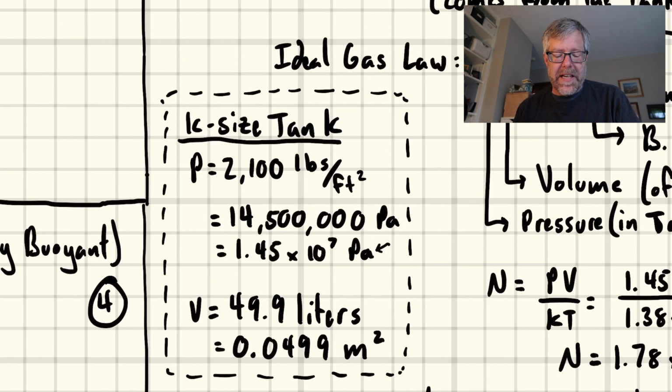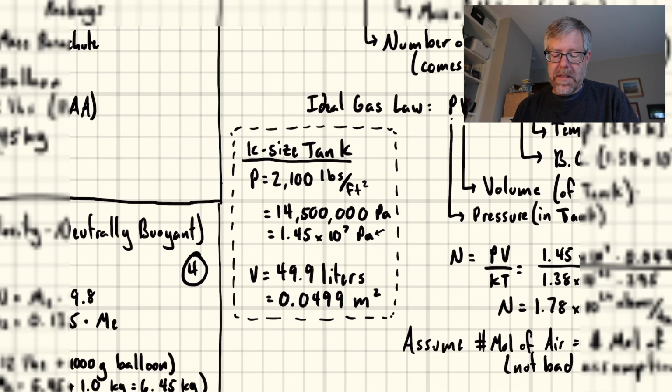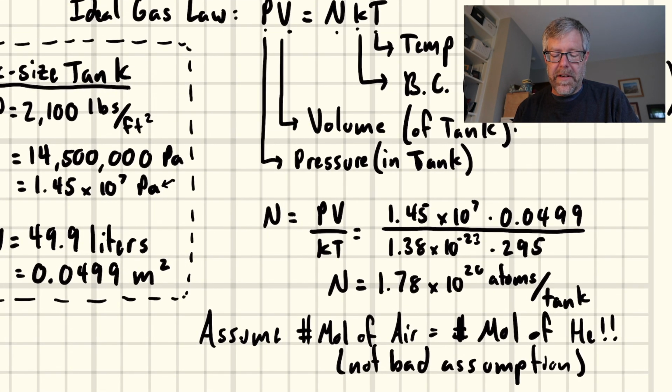And then the volume of a K-size tank is almost 50 liters, which is 0.0499 meters squared. Okay, so given those numbers, N is equal to PV divided by KT. We can do all that math, and we get that N is equal to 1.78 times 10 to the 26 atoms per tank.